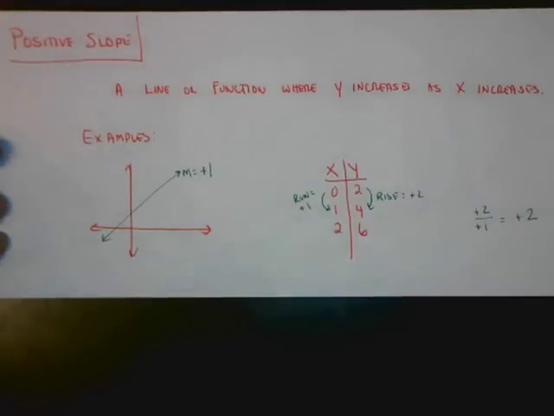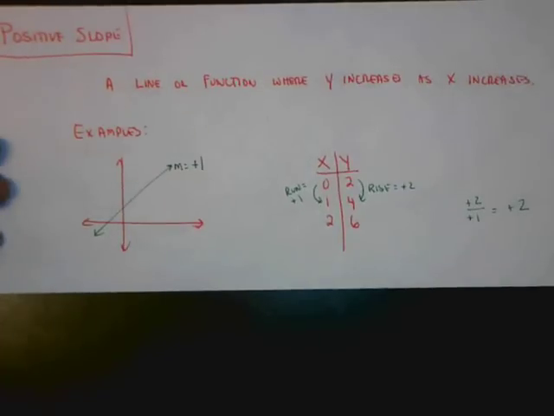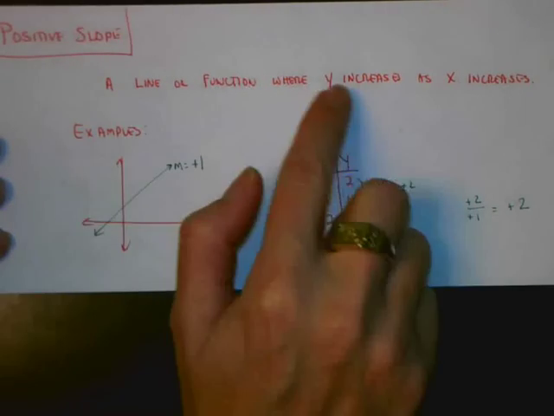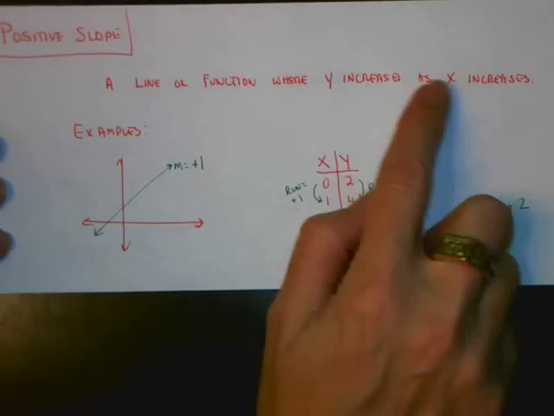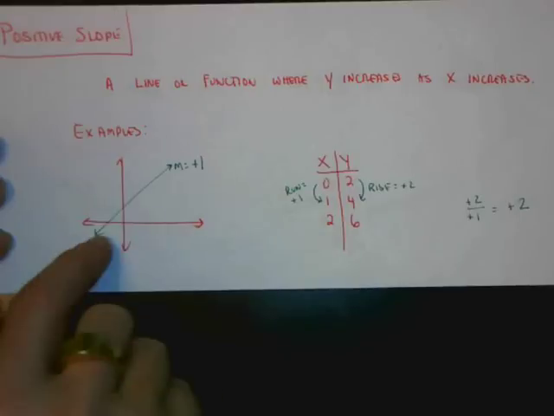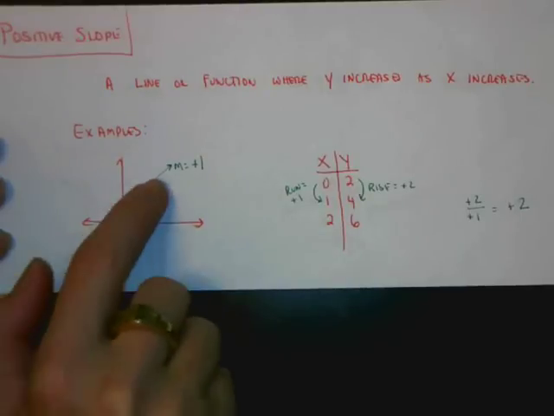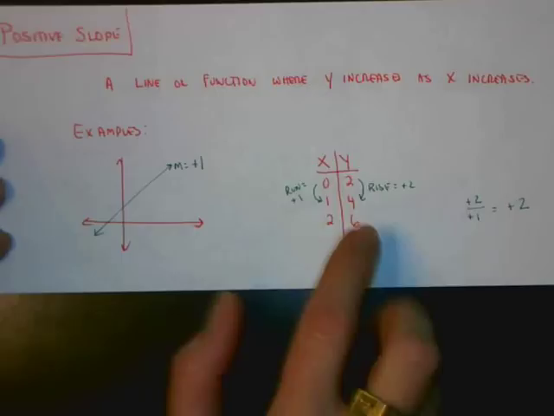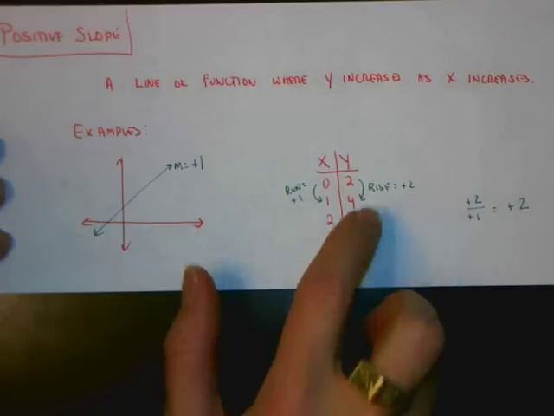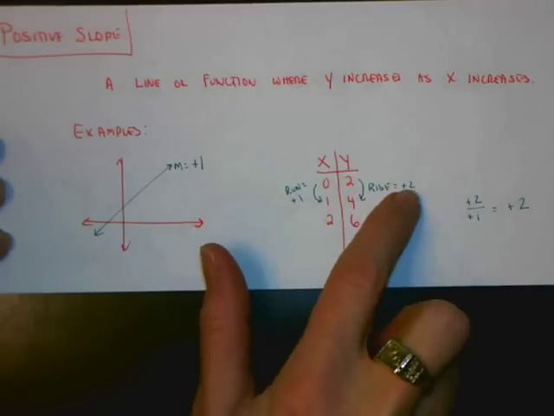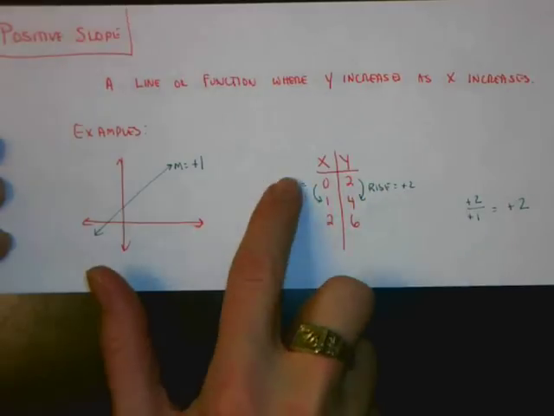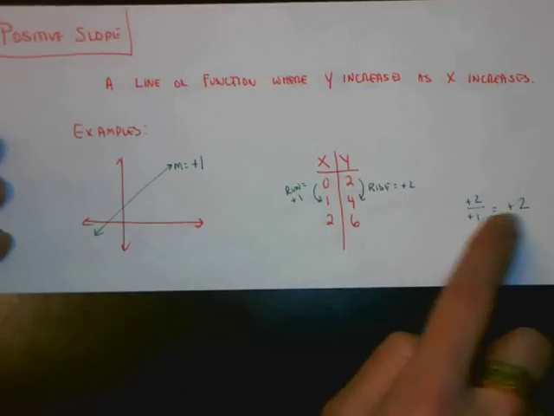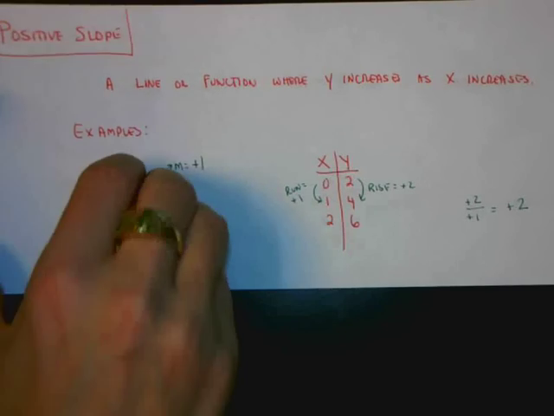Next, we have the definition of a positive slope. A positive slope is the slope of a line or a function where y goes up, y increases, as x increases. So for example, this line here has a slope of positive 1. As y goes up, x goes up. As we do rise and run calculations, we see as y goes up, the rise is positive 2, x also goes up, the run is positive 1. A positive divided by a positive gives us a positive slope.